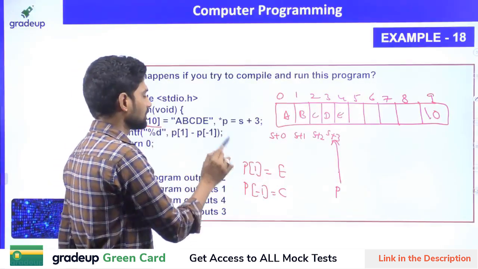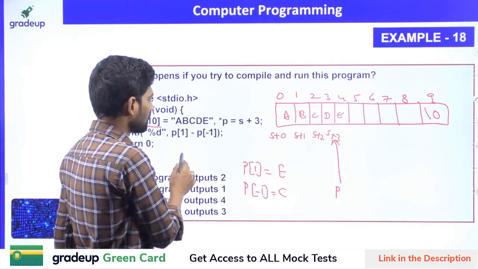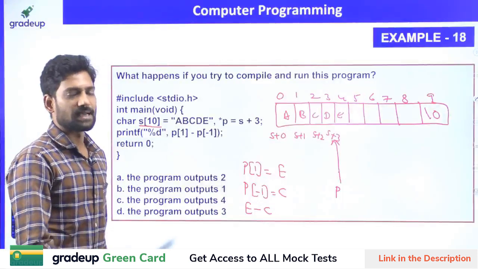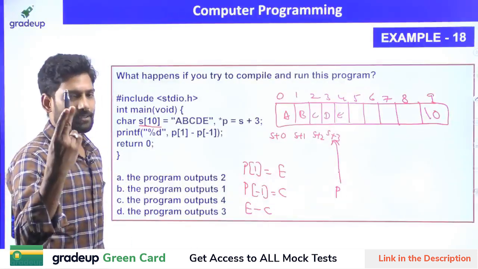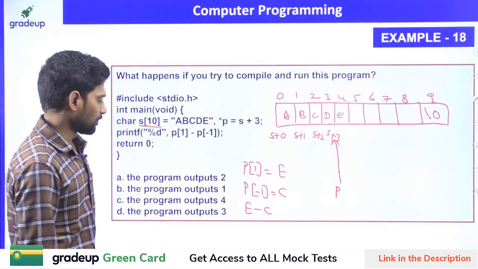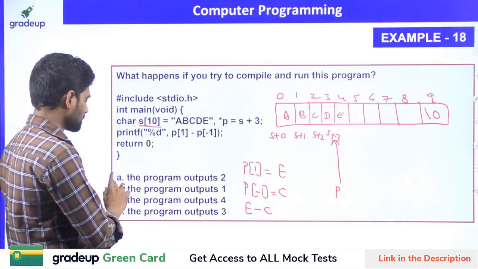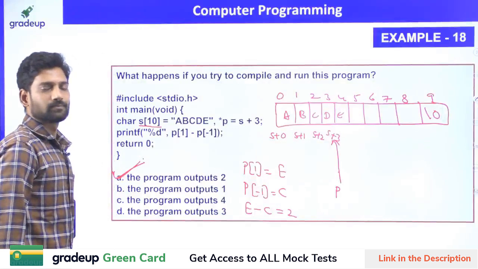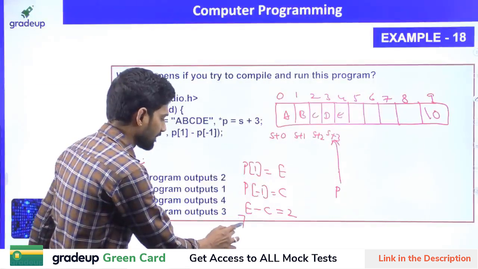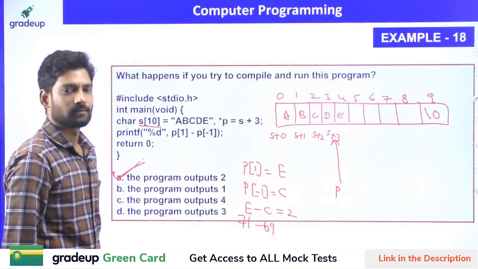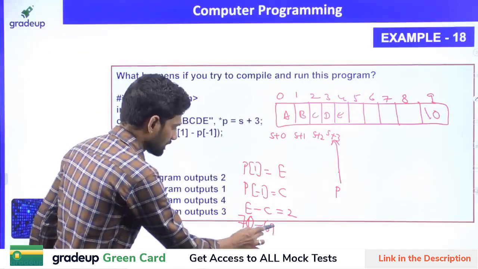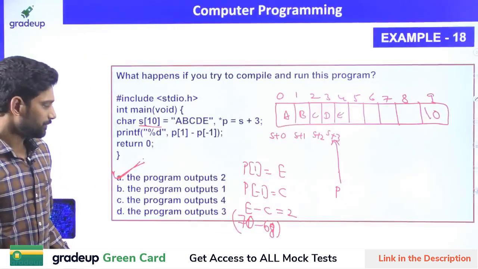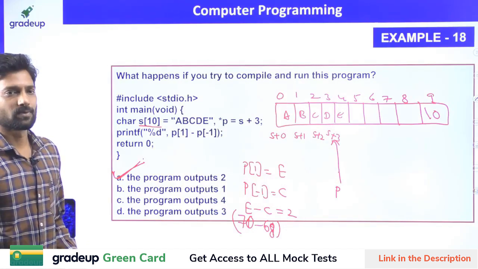So e minus c. It happens in ASCII. However, we can see that there is 2 alphabet difference. So we can say the program outputs 2. So what would be this value? 2. Like its value in ASCII is 71 minus 69. Sorry, 70 minus 68, which is 2. Understood? Next question.